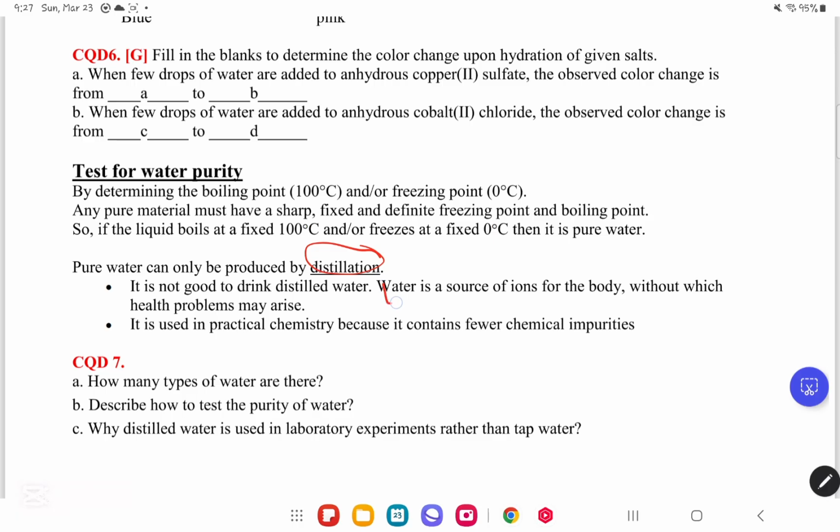Why? Because when we drink water, it is a source of ions for the body. And if you don't have the ions that are found in the water, health problems may arise. So the water we drink is not pure water; it is more like just something pure. That's why some of the water we drink has minerals. For example, we have calcium, magnesium, sodium, potassium, iron, chlorine, fluorine, we just have a lot of ions. And without these ions in the water, we may have some health issues. However, we do use pure water in practical chemistry, especially in labs, because it contains fewer chemical impurities. So it does not have any chemical impurities. You'll use it as something pure to experiment with.